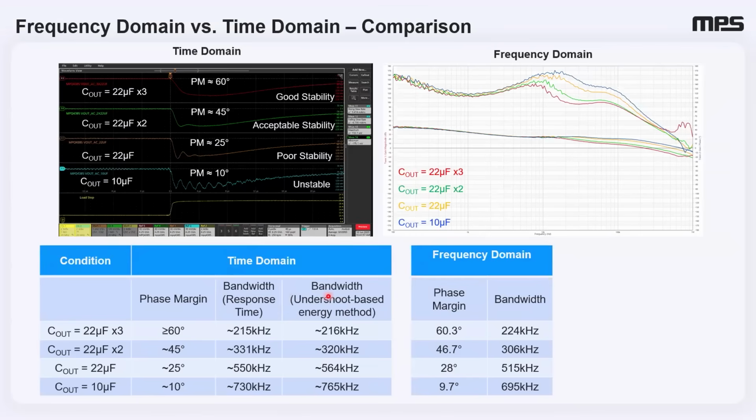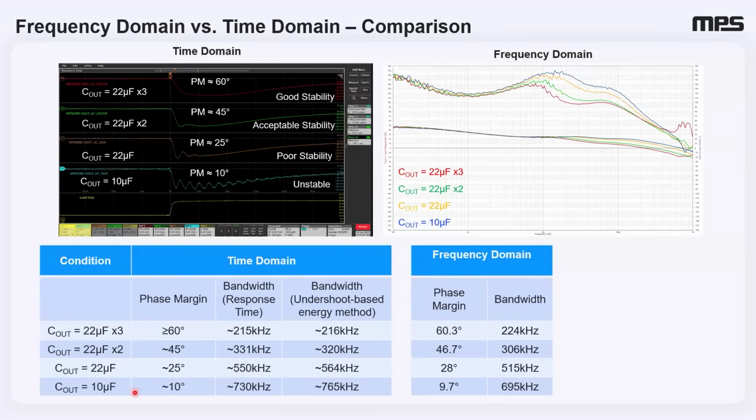So one can also see that there is a strong correlation across all these methods. For example, with 3 times 22 microfarad, time domain analysis estimates bandwidth to be around 215 to 216 kilohertz with a phase margin greater than or equal to 60 degrees. In the frequency domain, we measure the bandwidth and crossover to be 224 kilohertz and 60.3 degrees respectively.